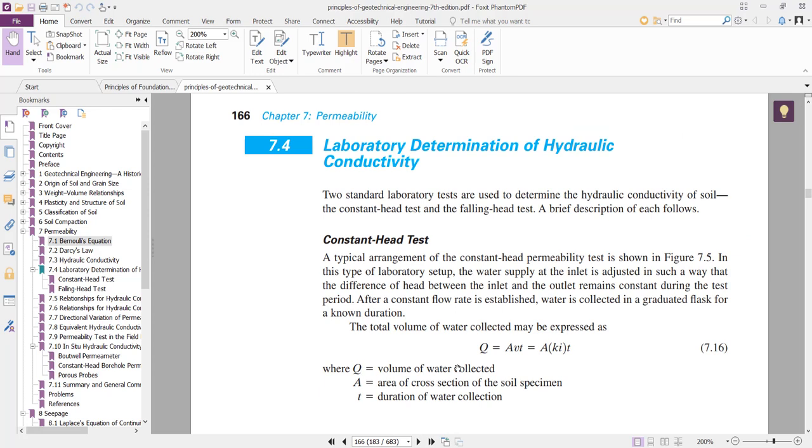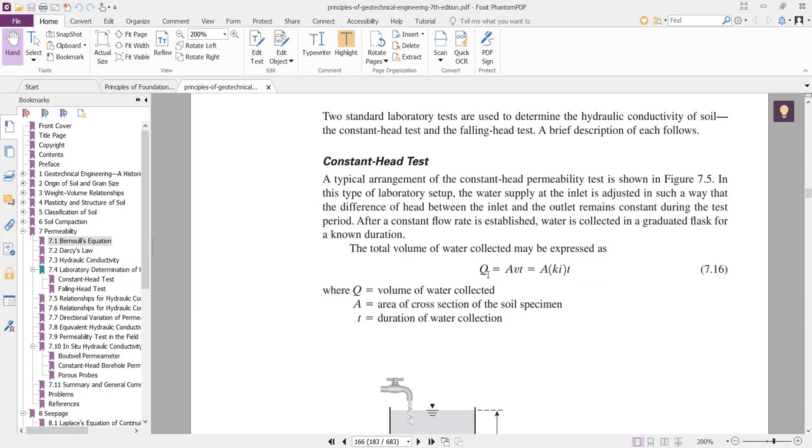In order to determine the hydraulic conductivity, there are, as I said, two ways: lab and field tests. For the lab tests, there are different tests, one for sand soil and one for clay soil. The one for sand soil is called the constant head test, and for clay soil it's called the falling head test. The overview of the test is always related to Q, the quantity of water, which is equal to the velocity times the area, the cross section.